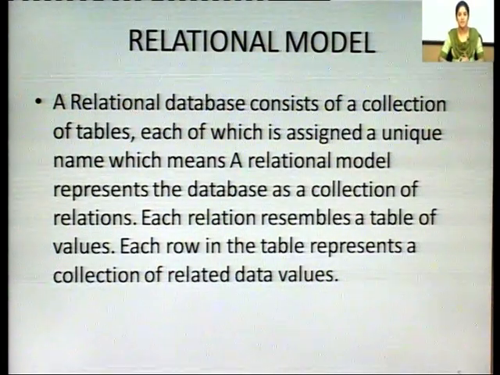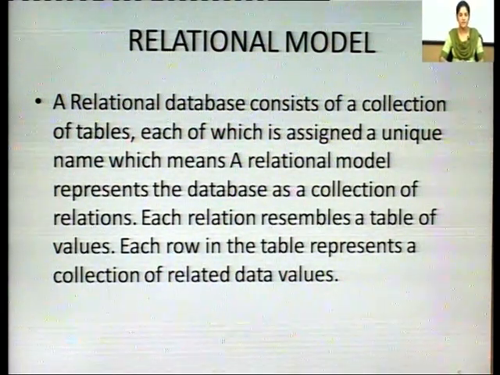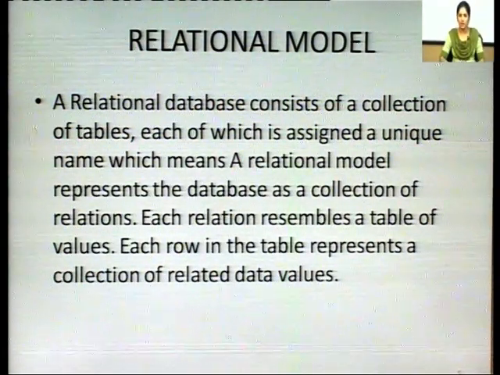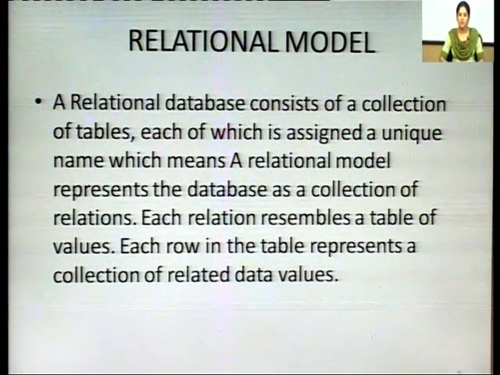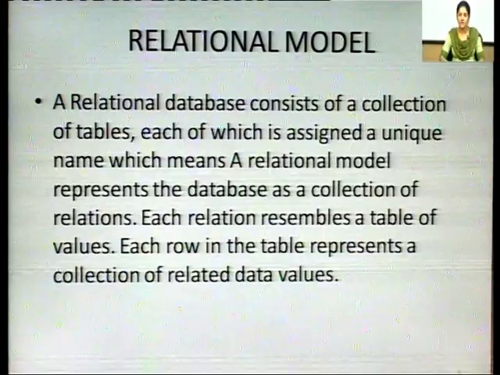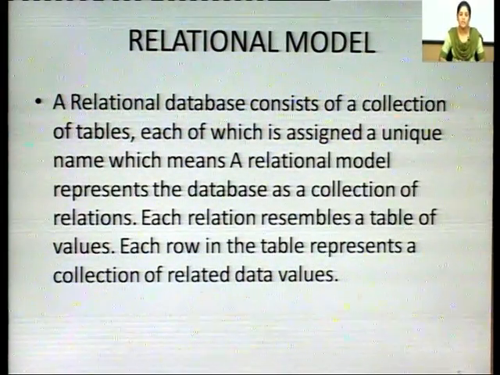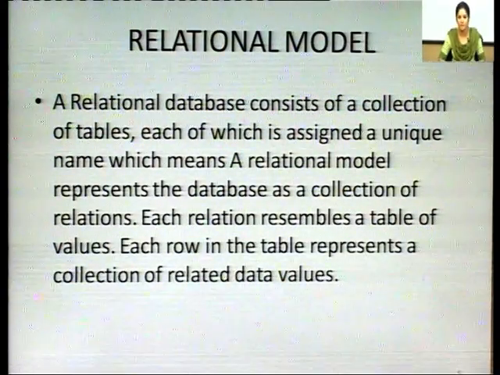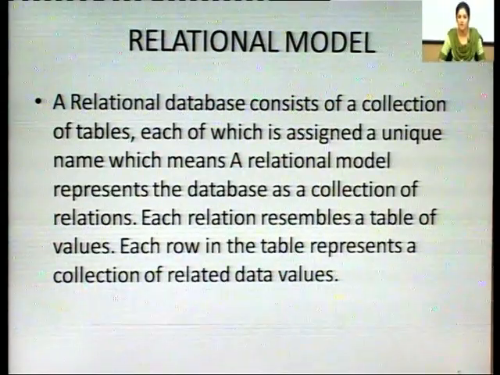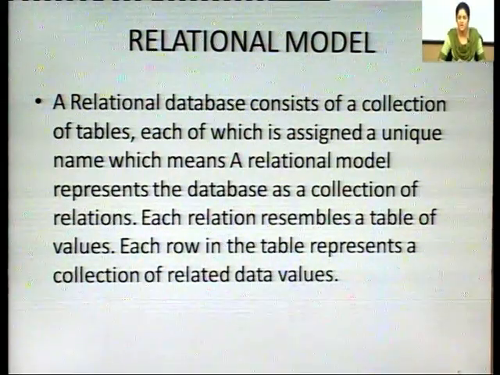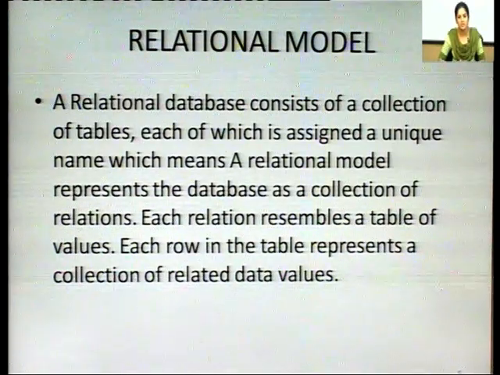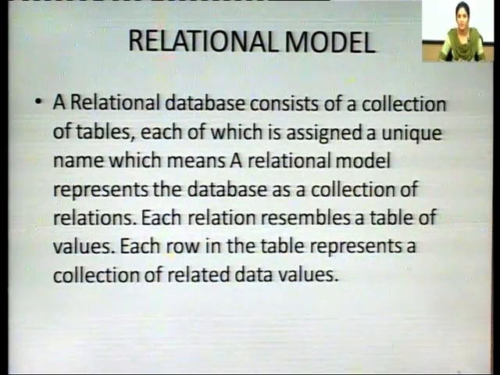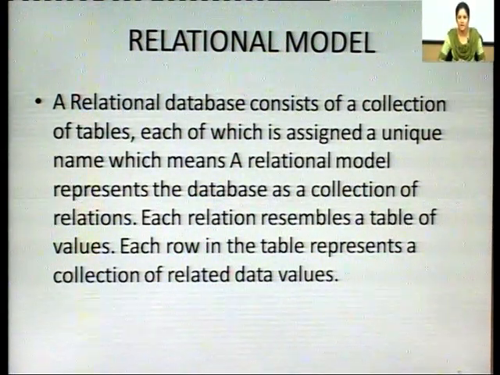A relational database consists of a collection of tables, each of which is assigned a unique name, which means a relational model simply represents the database as a collection of relations. Here one thing is noticeable, that whenever you are talking about a relational database, the data will be stored in the form of tables, each containing rows and columns. In a table, the rows will represent the tuples or records, and the columns will be representing the attributes or the data items which will be representing the database.